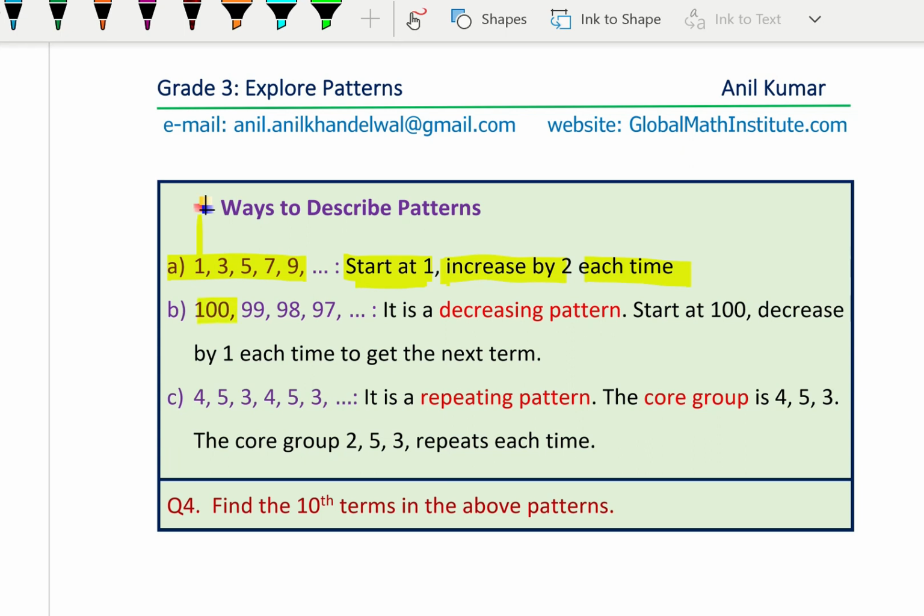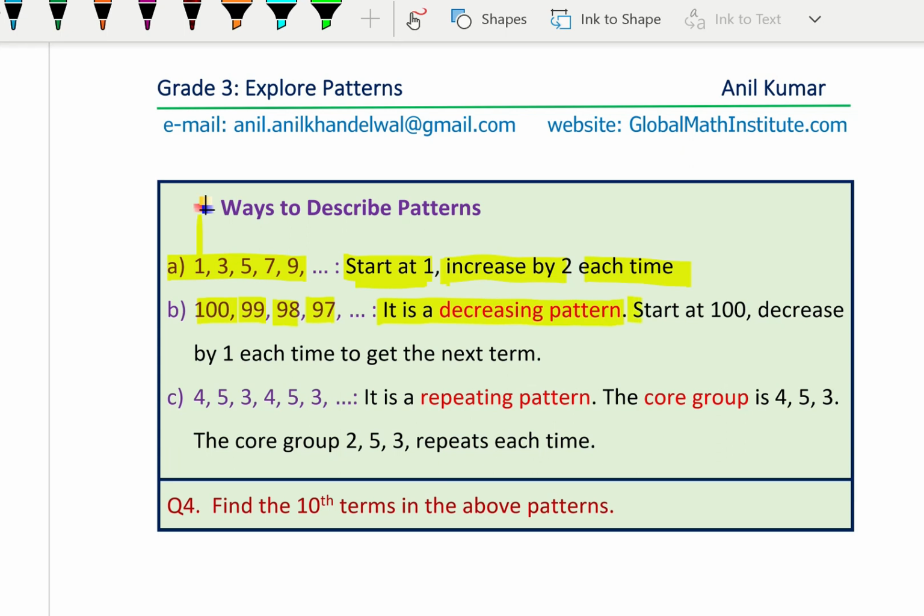Now we have 100, 99, 98, 97. That was the second pattern, right? As you can see, it decreases. To describe it, I can say it is a decreasing pattern. I gave some additional information which is very important. It is a decreasing pattern. Then we'll describe exactly where it starts and how it decreases.